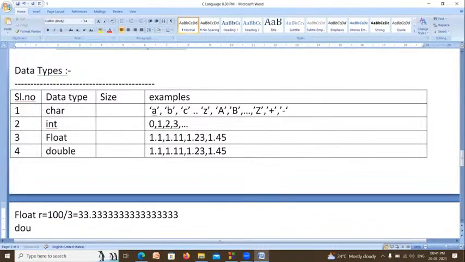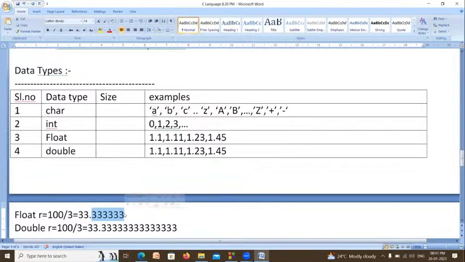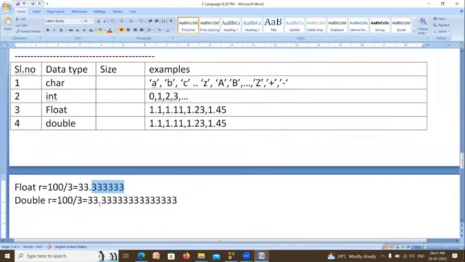I am creating a double. Double result equal to the same 100 by 3. Then also you will get the answer 33.33333 like that. Now, the difference between float and double is that the digits after the point are called precisions. Float maintains 6 precisions. So 33.333333. It maintains only 6 precisions. Whereas double maintains 10 precisions. 333, 333, 333 and 3. It maintains 10 precisions.